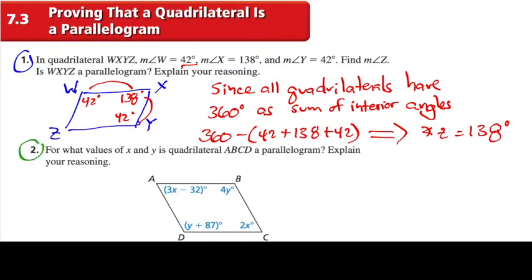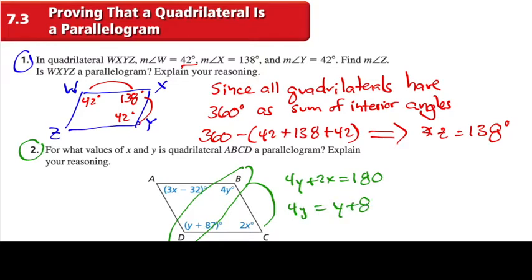Number 2, for what values x and y is the quadrilateral ABCD a parallelogram? Explain your reasoning. So now we can take consecutive angles and say 4y plus 2x is equal to 180. But now I have two different variables. So I might say, what if I took opposite angles and set them equal? That would give me 4y equals y plus 87. And I see there's only one variable in this equation. So let's go for this equation so that it simplifies.